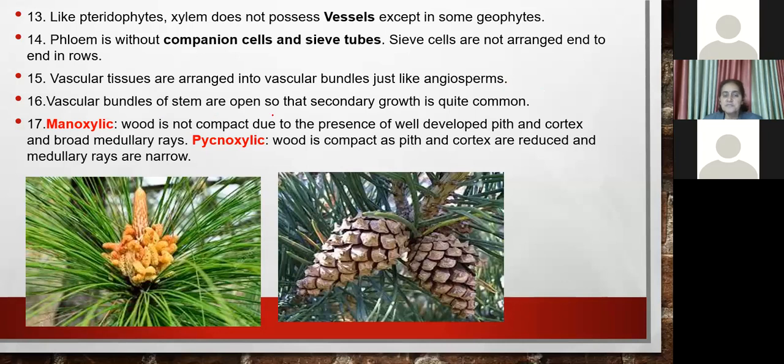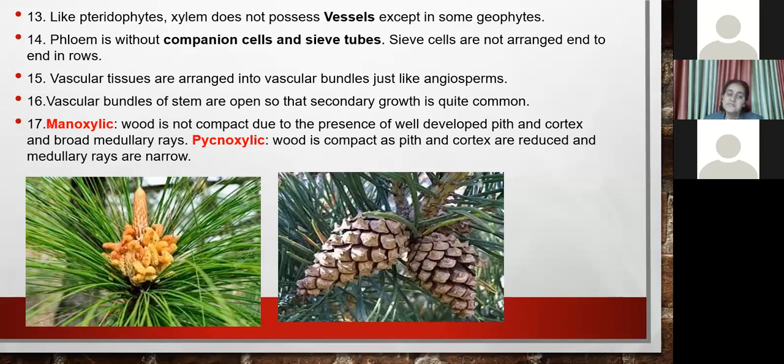Vascular bundles of the stem are open type, so that secondary growth is quite common. Open का मतलब इनमें कैम्बियम present होती है और secondary growth पाई जाती है. लेकिन कैम्बियम की एक्टिविटी लंबे समय तक नहीं चलती, हर बार न्यू कैम्बियम का फॉर्मेशन होता है. If it takes a longer period, so continuous secondary growth is there as in coniferopsida group in which pine is there.